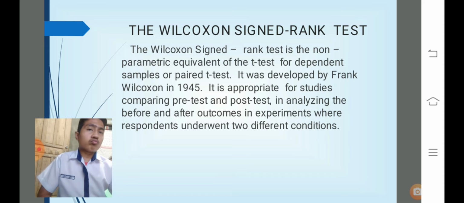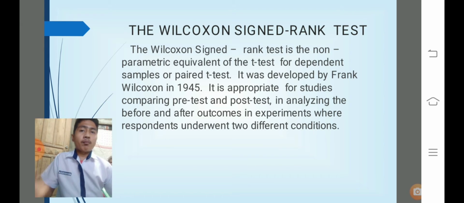Napili po namin itong Wilcoxon kasi ito yung pagkukumpara ng before and after outcome. Ibig sabihin, ito yung resulta ng before, ito naman yung resulta ng after. Tinitingnan namin dito yung difference ng dalawang variable.